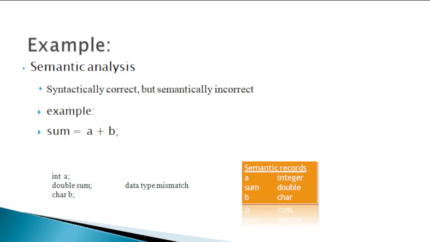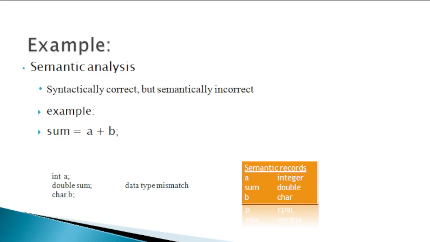Let us consider this example: sum equal to a plus b. A is an integer and b is a character. Then the operation is addition. Then sum is of double data type. Then there is a data type mismatch, so it generates a semantic error.